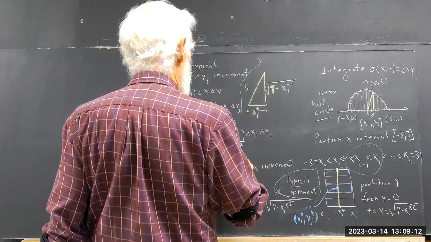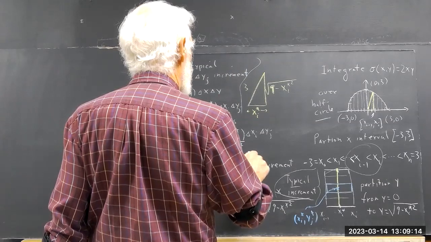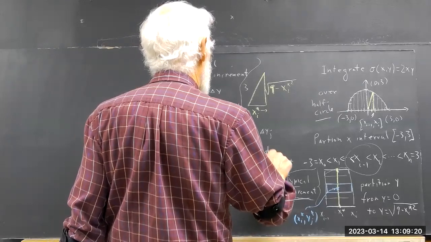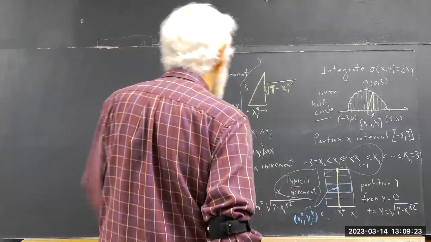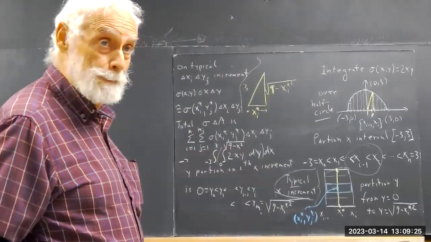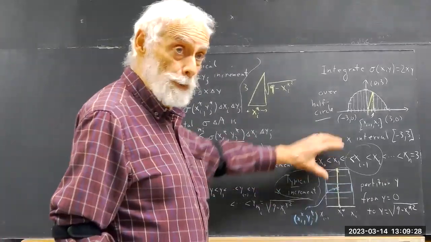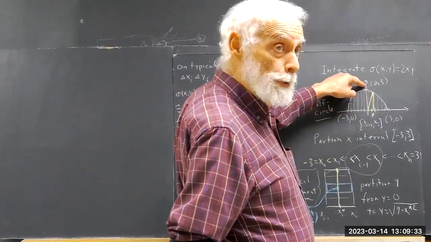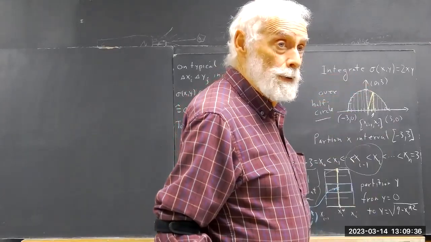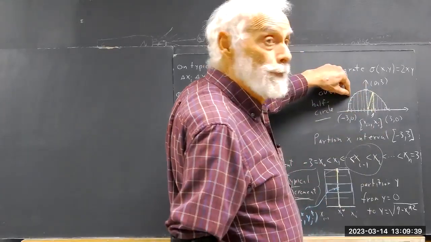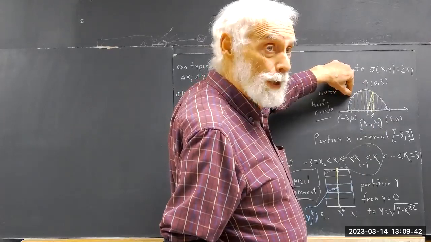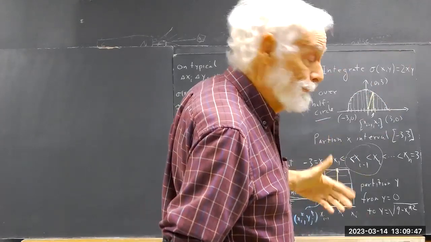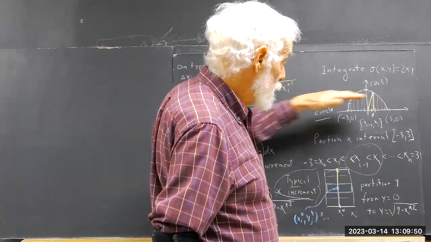Well, that's 2xy, and then dy dx. Again, the y integral is inside the x integral because of the way we did our partition. We could partition y from 0 to 3. Your typical x increment would then go from negative square root of 9 minus y squared to positive square root of 9 minus y squared. We'll write that out. But we've done it with cross sections in this direction.